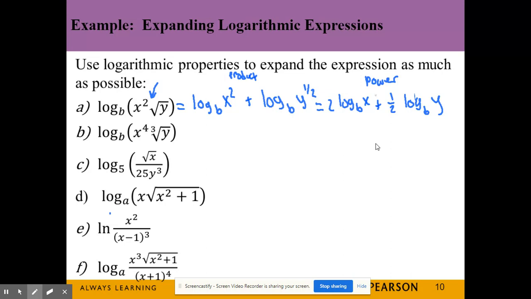If there's no other rule that you can apply, that means you're done. Some you'll apply one rule. This one we applied 2. You could even apply all 3 rules potentially. I think part C looks like an example where you might apply all 3 rules.